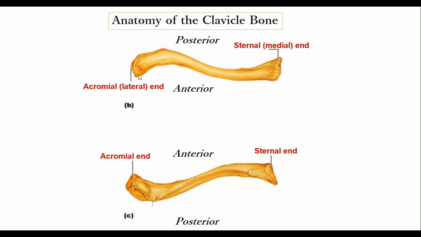And on the posterior aspect of the clavicle, we have a unique structure, which is the conoid tubercle. So as soon as you see the conoid tubercle, you can easily identify the posterior surface of the clavicle.